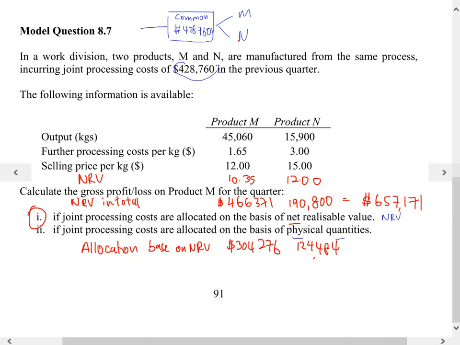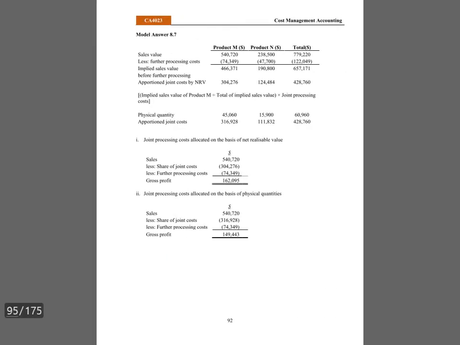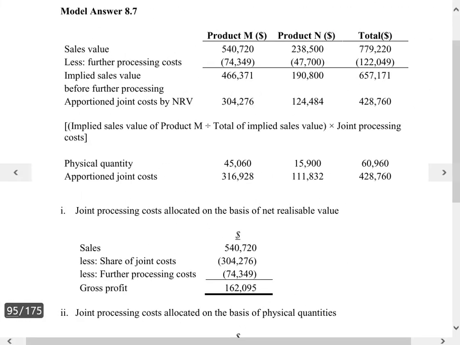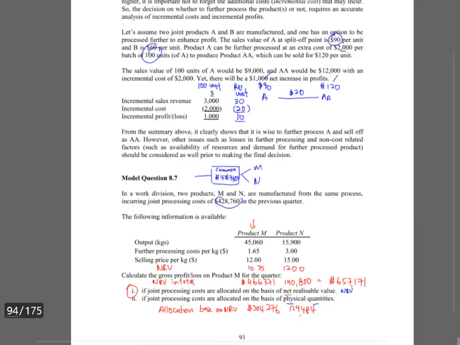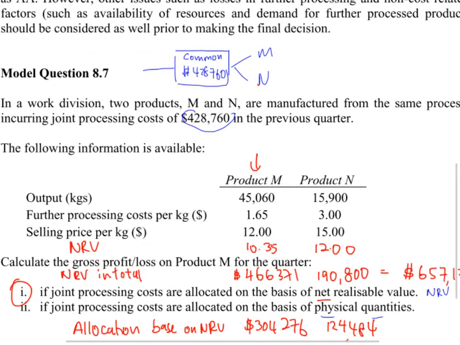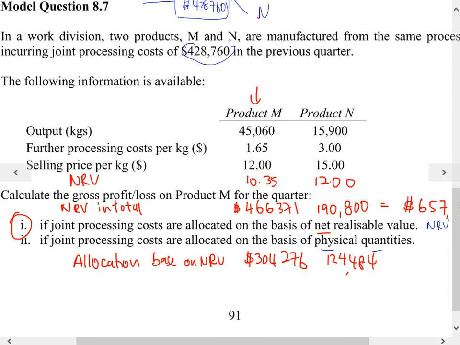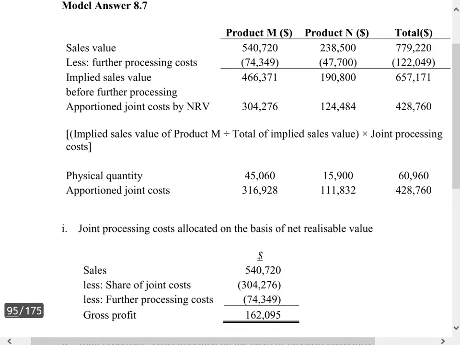So we look at that. Okay. So the question asks us to produce the profit statement for M. Some of the info is ready and can be found here. You can see here for the product, sales value is 540 and 238. Anyway, we found this 466,190. These are the NRV in total. So our cost of 428,760 we allocate based on these two proportions. There, this is what we have found.